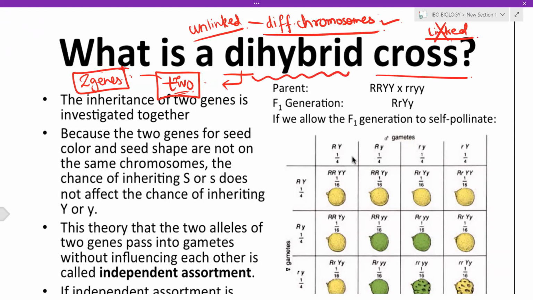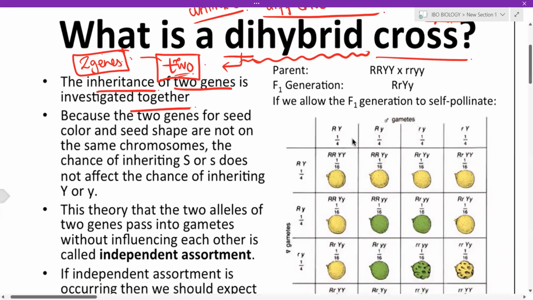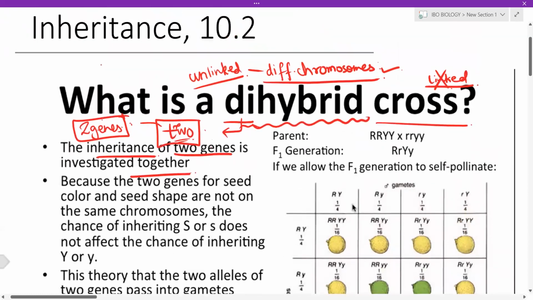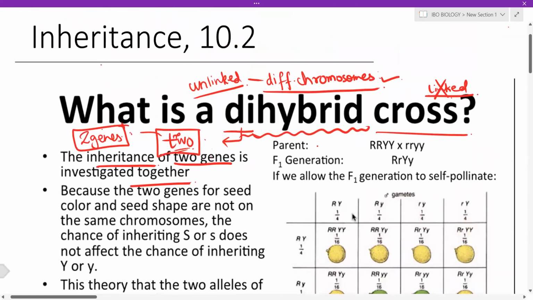So a dihybrid cross is the type of cross in which we are investigating two genes which are inherited together. Well, not necessarily inherited together, but their inheritance is investigated in this type of process. It's called a dihybrid cross. So we have a parent generation right over here in which we have capital R and capital Y.